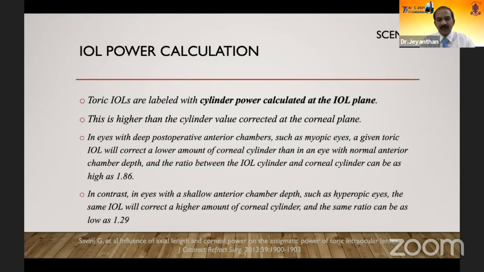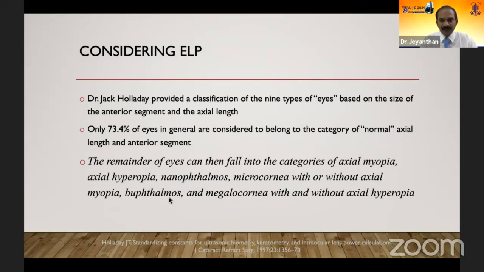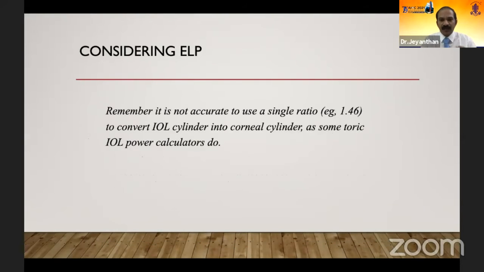It should be 1.86. The converse happens in a shallow anterior chamber, such as in cases of hyperopia, where the same IOL will correct a higher amount of corneal cylinder than expected. So the ratio has to be 1.29. As has been told by Jack Holladay, almost 73% of our eyes are in the normal range, and the remaining 26% fall into a range where it could be axial myopia, hyperopia, microcornea, megalocornea, or nanophthalmos. So we need to be very careful when calculating this. Remember, it is not accurate to use a single ratio, that is 1.46, to convert an IOL cylinder into a corneal cylinder, as was done in some of the IOL power calculators.